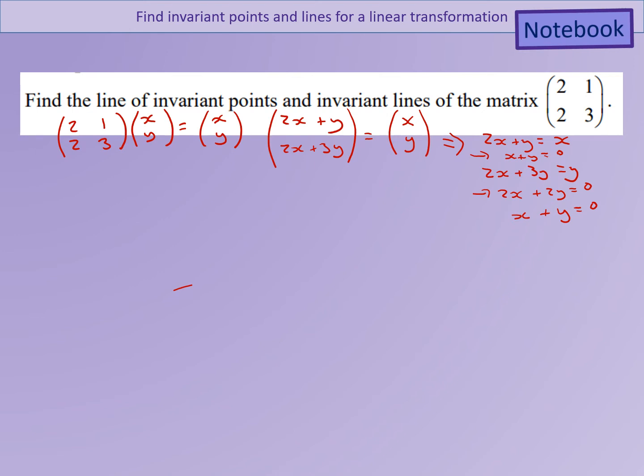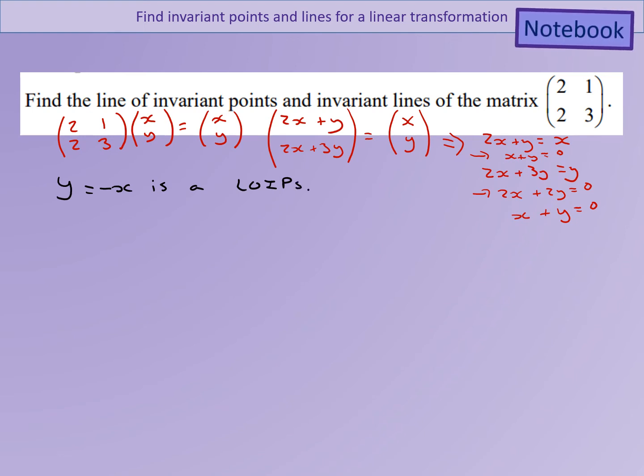What that tells us is that the line x plus y equals 0, or y equals minus x if you want to rearrange it, is a line of invariant points. So every point along that line is invariant. So we can say y equals minus x is a line of invariant points.